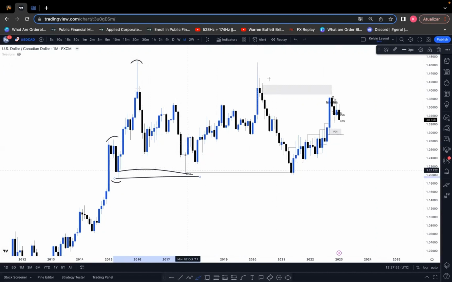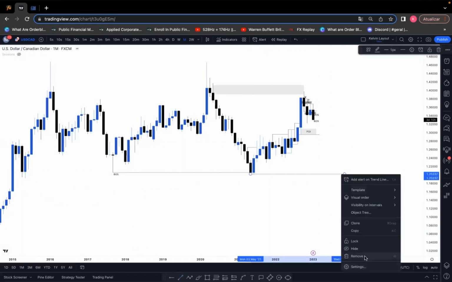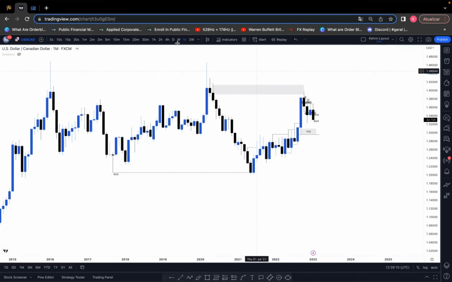Ended up taking what? This low right here. So we had the monthly change of character. We have the supply zone right here at the extreme. That's where price came. And we expected to see USD-CAD taking out this monthly low right here, right? That's just the long-term outlook on USD-CAD from the monthly time frame.